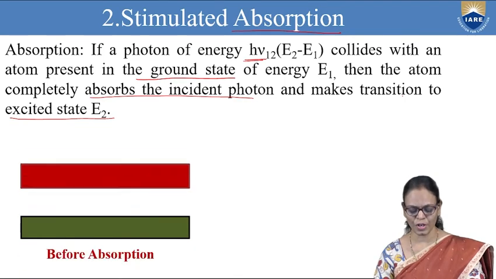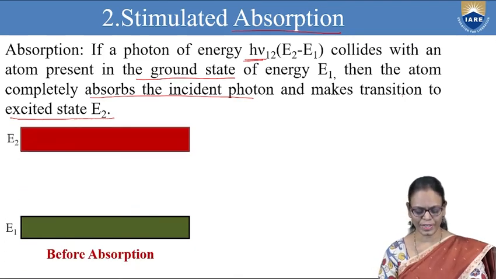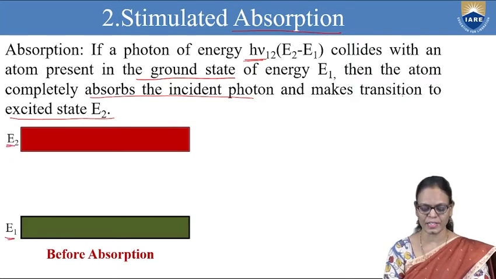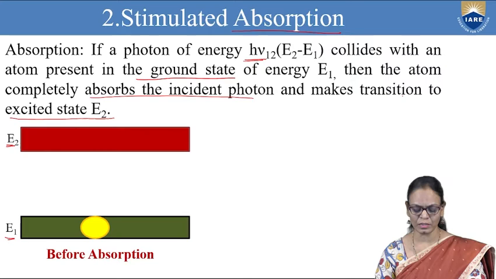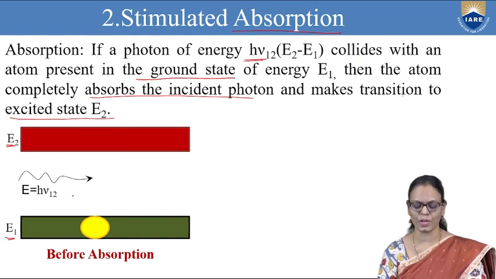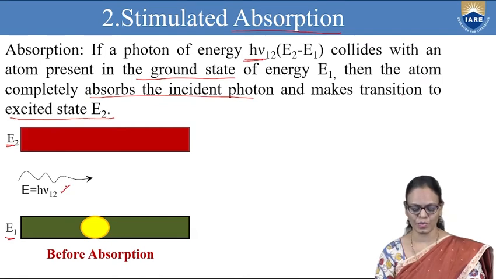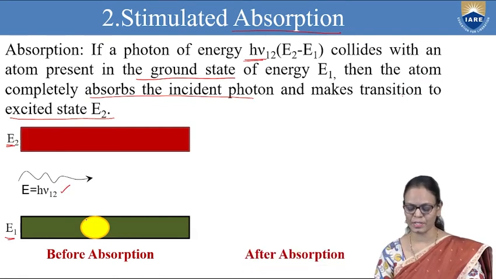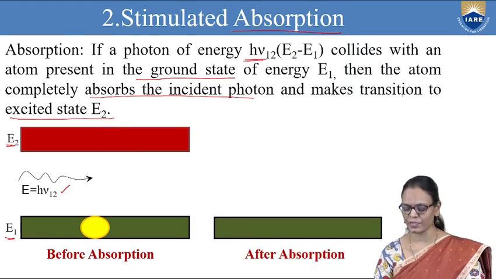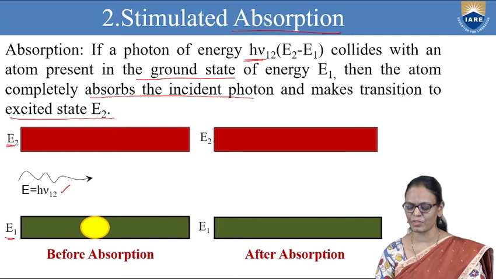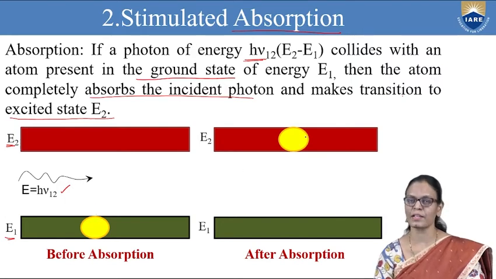So let us see before absorption. E1 here is the ground state, E2 is the excited state. The atom is here in the ground state. Now when a photon of energy h nu 12 is incident, what happens? It will absorb the energy, and after absorption the atom will go to the excited state. Because it is absorbing the energy and going to the excited state, we call it stimulated absorption.